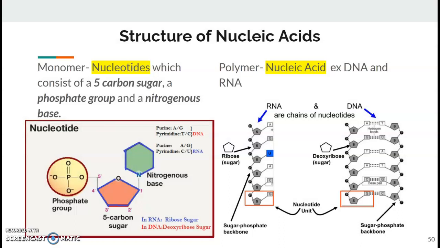Nucleic acids, their structure involves a phosphate group, a sugar, and a nitrogenous base, right? So all three of these things join together covalently to make a nucleotide, and a bunch of nucleotides join together to make a nucleic acid, right? The polymer is called a nucleic acid, and there are two examples, DNA and RNA.